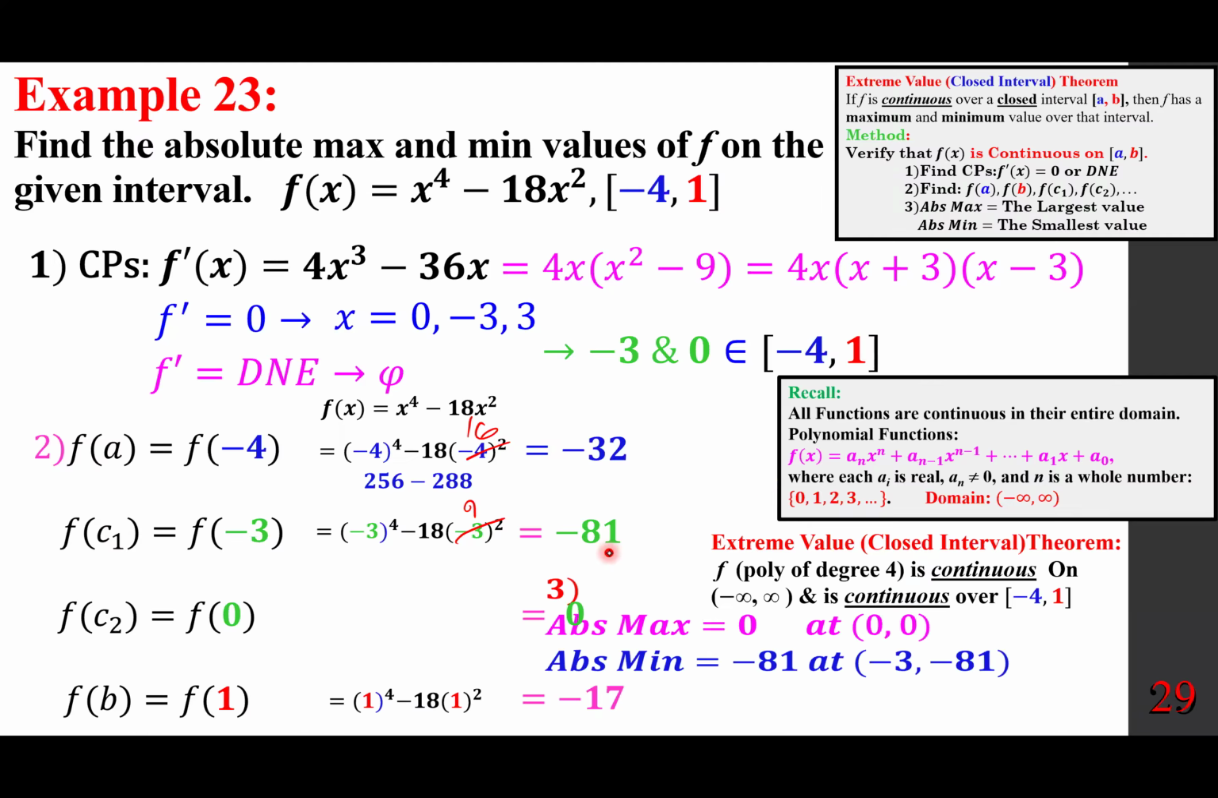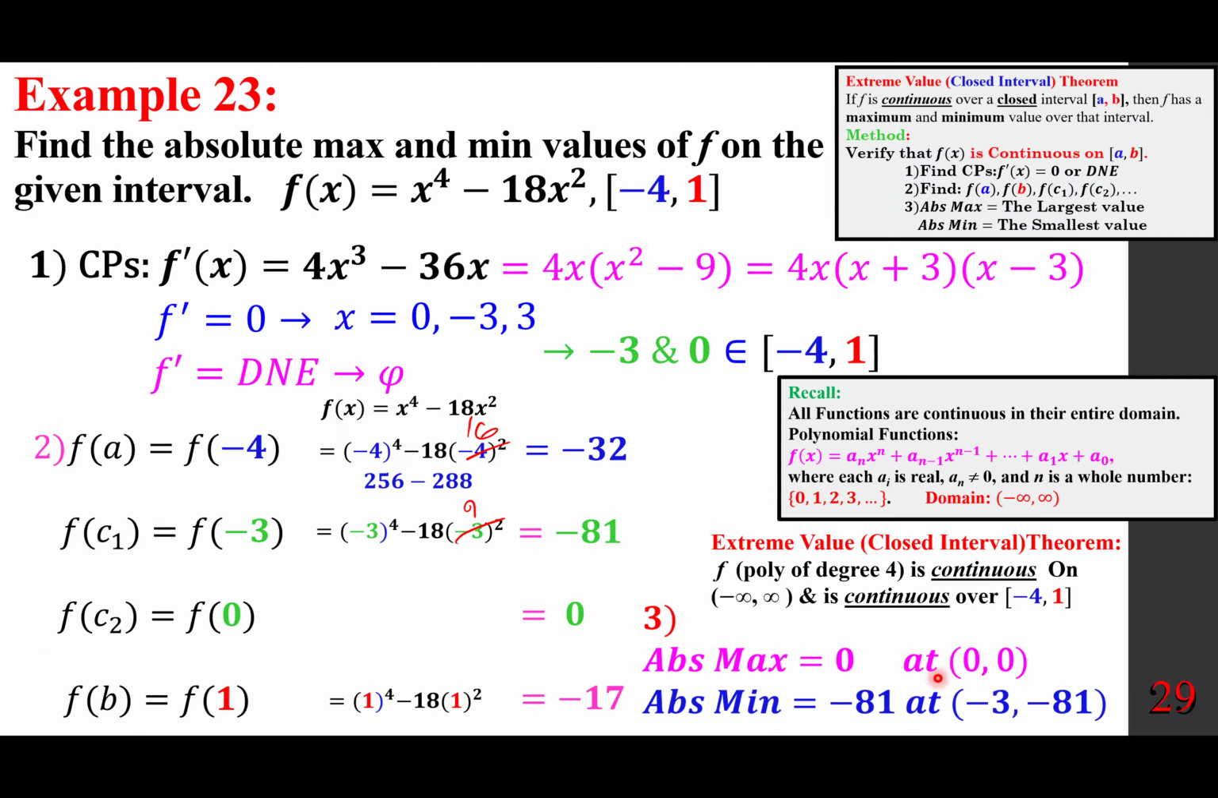The way we write it, absolute maximum is 0 at the pair 0, 0. Absolute minimum is -81 at the pair -3, -81. And you want to pay attention to the way they want you to write it. They may ask you just for x here. So pay attention to the way they ask you to do it.